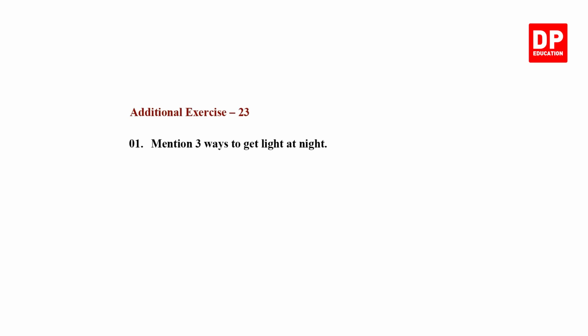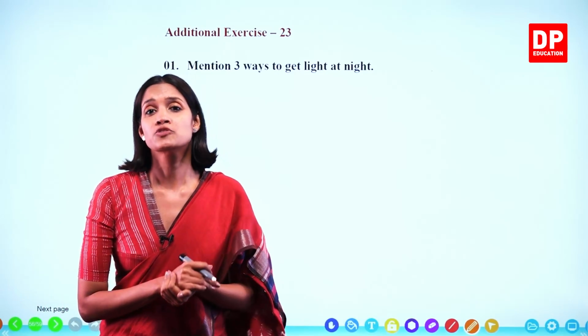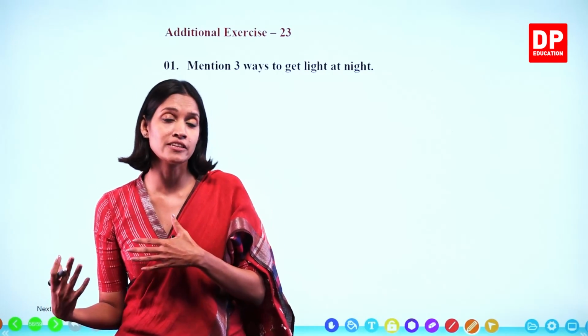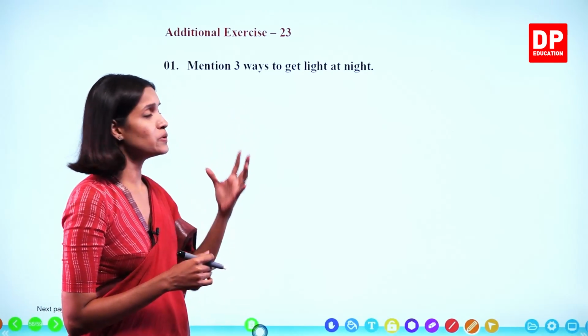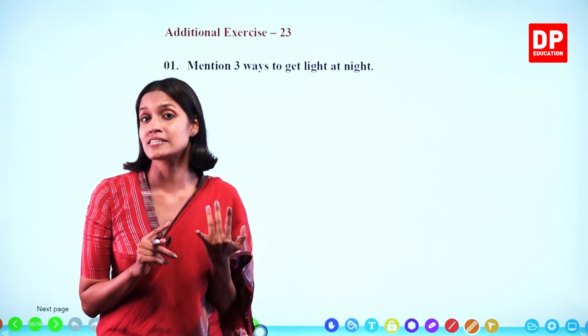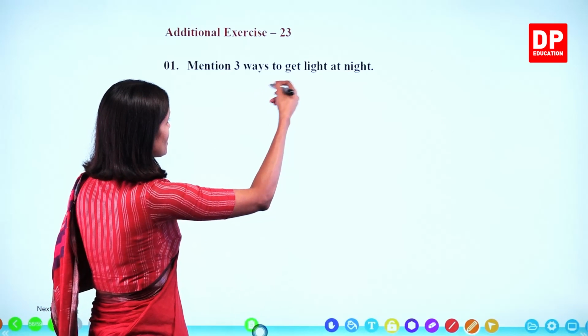Exercise 23. Mention 3 ways to get light at night. Now, during the night time, there is no sunlight. So we have to opt for other methods to get light. What are the other methods? We can use lighted bulbs, lighted candles, lighted lamps. Let's write 3 ways to get light at night.